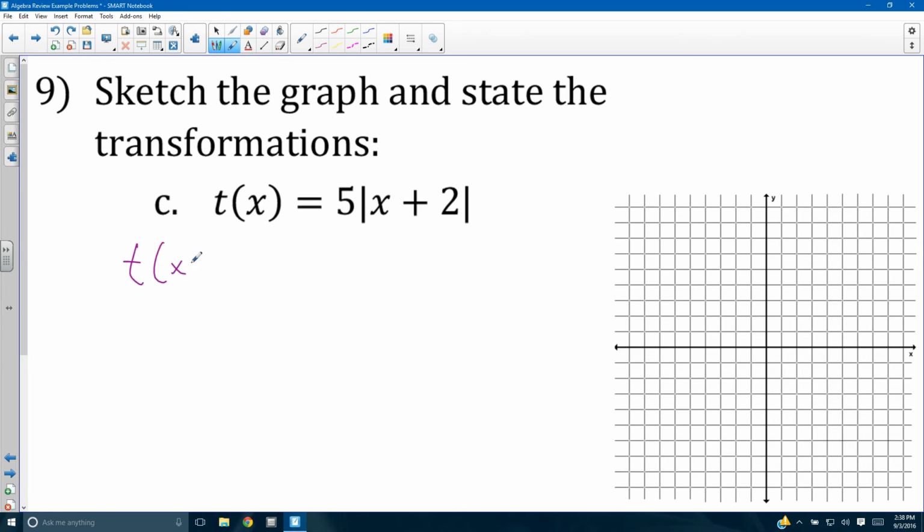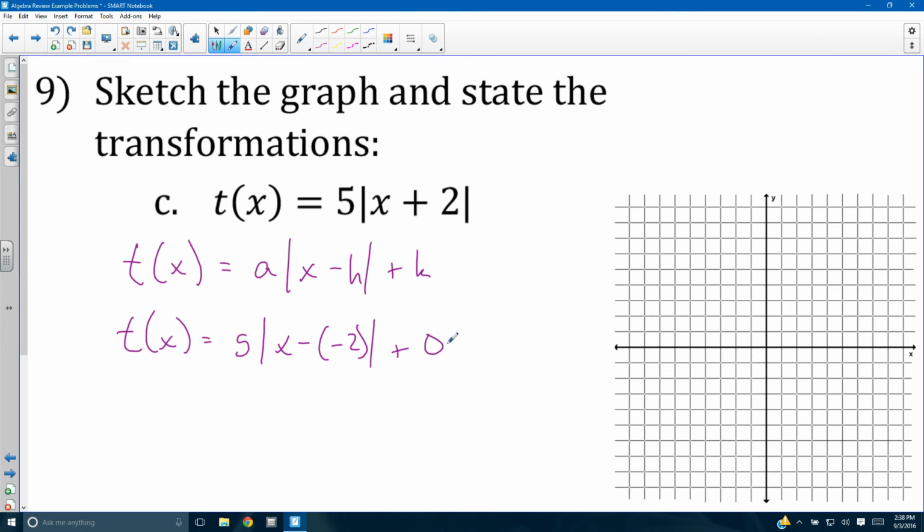In proper vertex form, we are missing our k value, which must mean that k is 0. So 5 times the absolute value of x minus negative 2, this is as proper as I can make it, plus 0. So your vertex is at negative 2, 0. There's my shift, 2 to the left. Your stretch factor is 5.